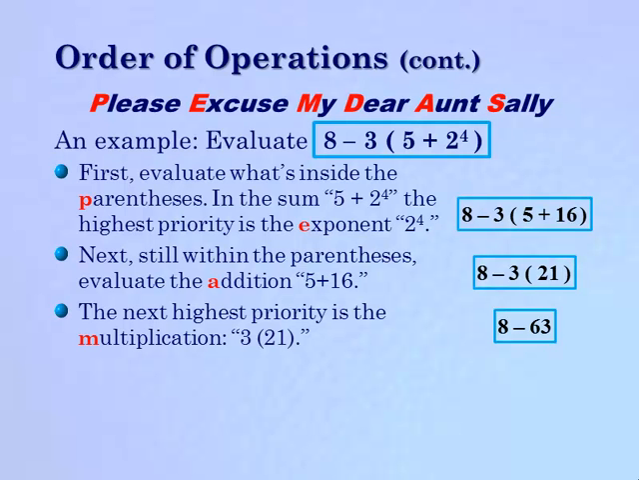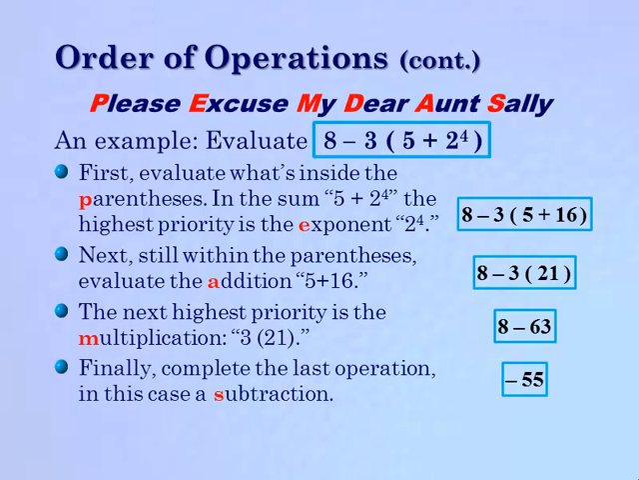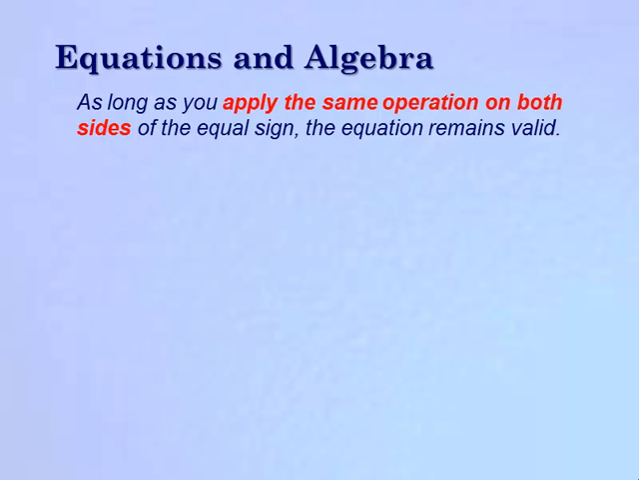The next highest priority is the multiplication of 3 times 21. So that gives us 63. So finally, we're ready to do the last operation, which is a subtraction in this case, and we'll end up with a negative 55.